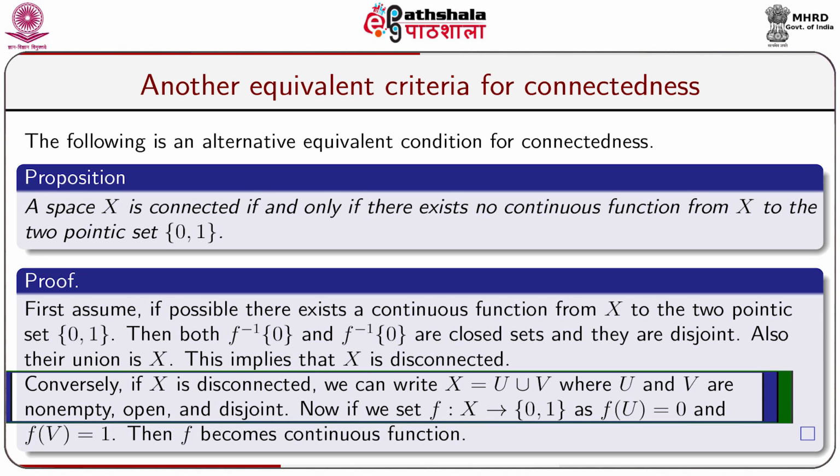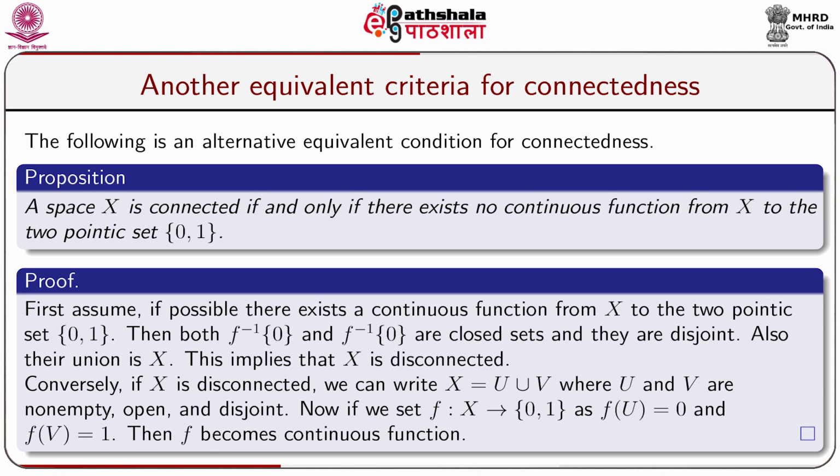Conversely, let X be disconnected. Then by definition we can write X equals U union V, where U and V are non-empty disjoint open sets. Now if we define a function f from X to {0, 1} as f equals 0 on U and f equals 1 on V, then f becomes a continuous function.